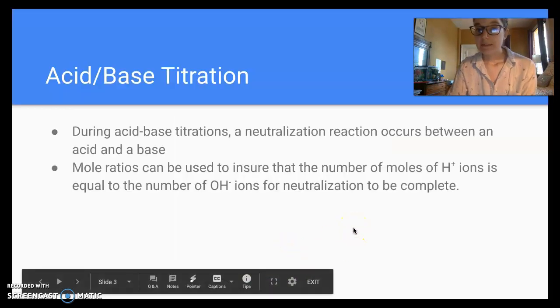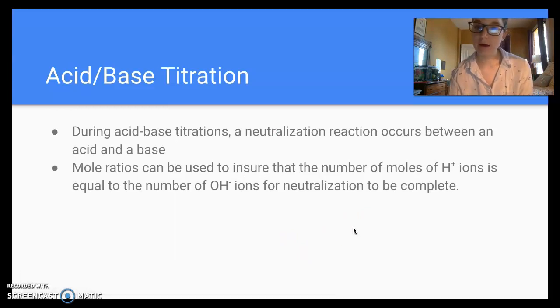With acid-base titrations, we are focusing on a neutralization reaction occurring. With a neutralization reaction, we're adding acid and base together to create water and a salt. Typically that salt is soluble, so it doesn't exist as a solid. It exists as ions in an aqueous solution.